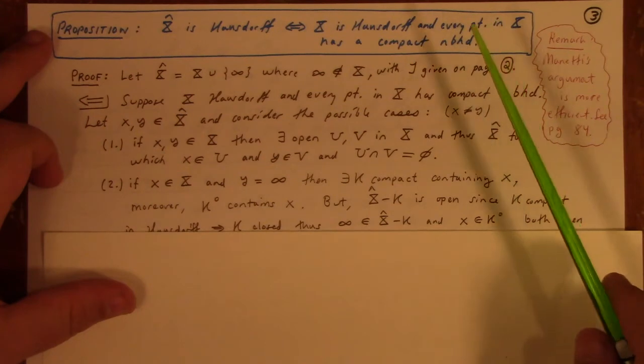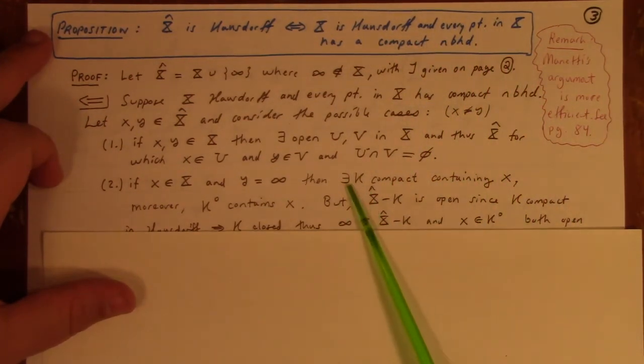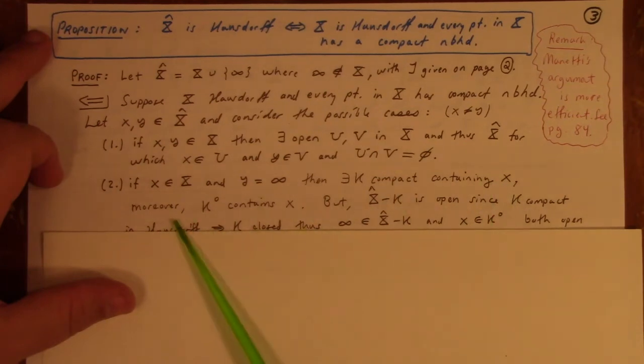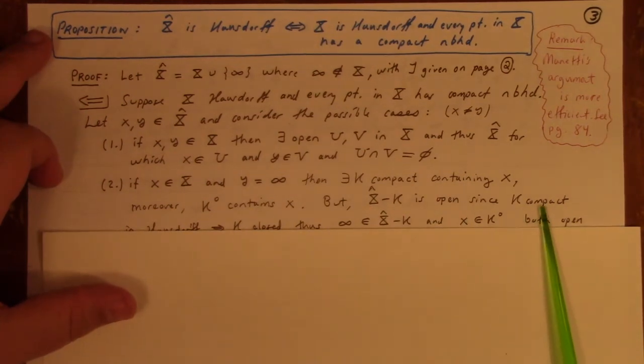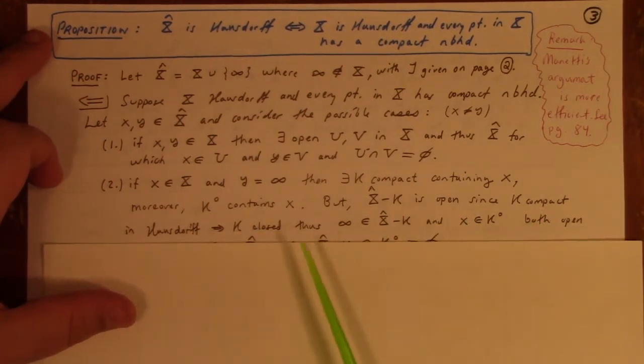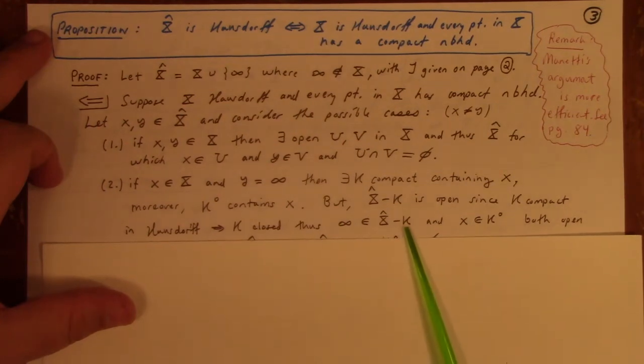Well, I'm using the assumption, right? Every point in X has a compact neighborhood, so there's my compact neighborhood. But this is open since we've got a compact subset of a Hausdorff space, which implies it's closed. Remember that? Compact and Hausdorff implies closed. All right, thus, infinity is an element of this.